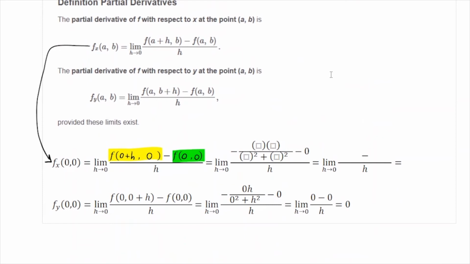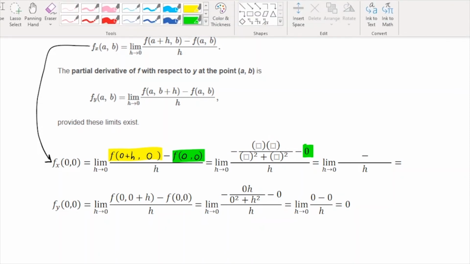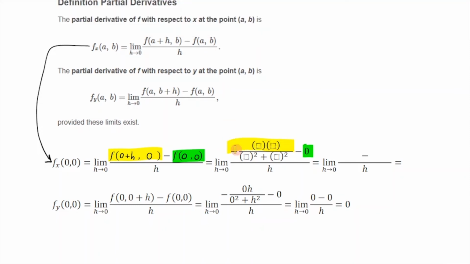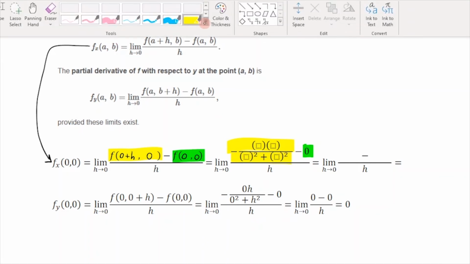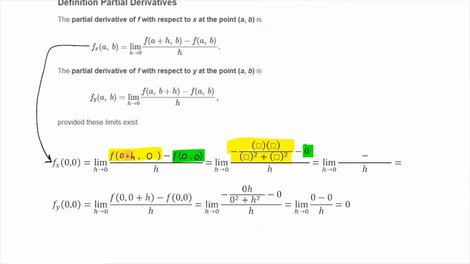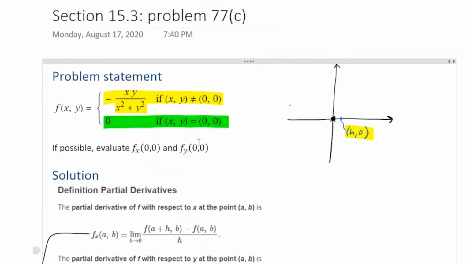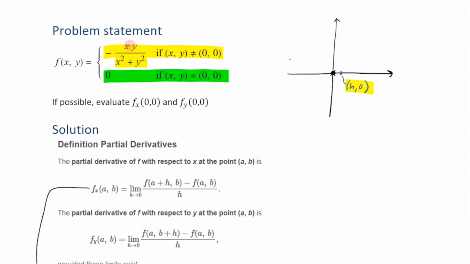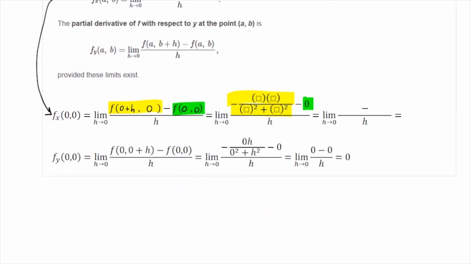So then that's why here we have this 0, which is the value of the function at 0, 0. And here we have this big expression, which we will fill in a moment. Let's see what we should be using there. You see, the value of x is h, the value of y is 0. So we have x is h, y is 0. Then we have h times 0 divided by h squared.